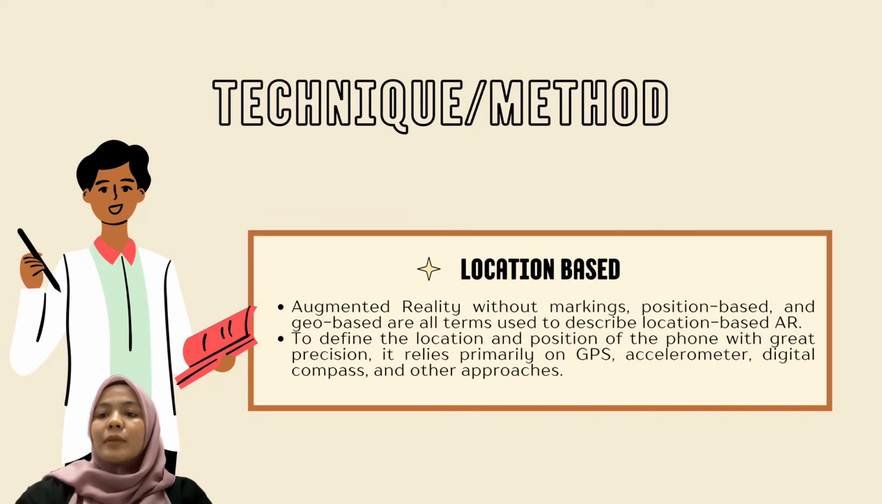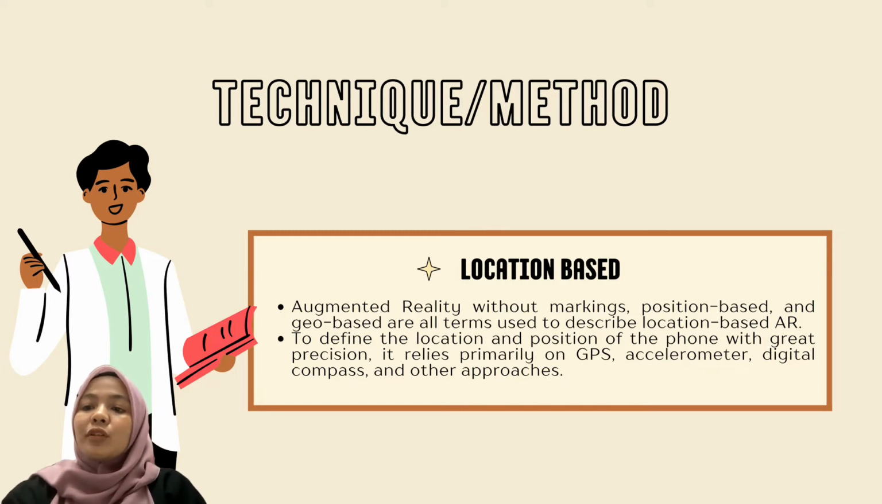Location-based augmented reality, markerless, position-based, and geo-based are all terms used to describe location-based AR. To define the location and position of the phone with great precision, it relies primarily on GPS, accelerometer, digital compass, and other approaches.